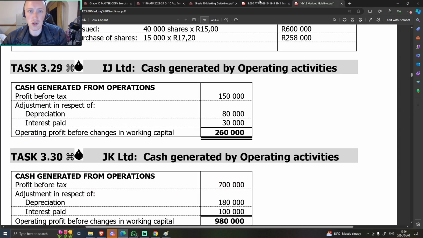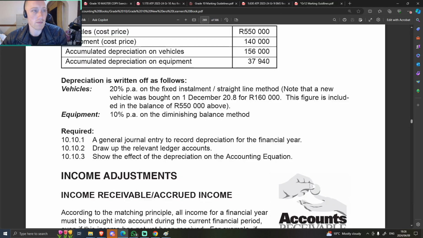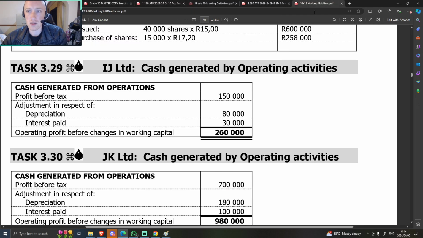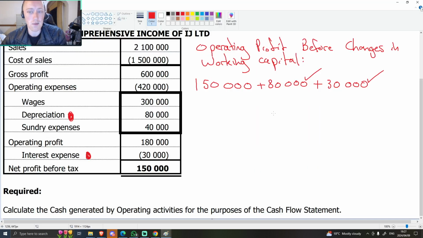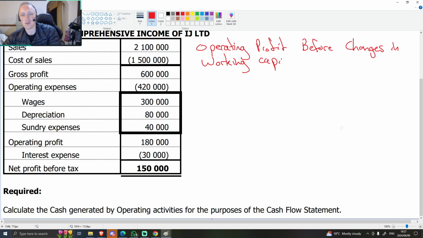Where's the question paper? The question thing. Where did I put it? Here. All right, I'm just going to try and undo some of this here.